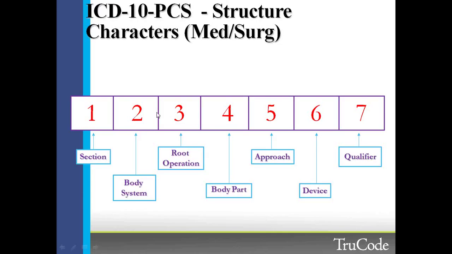So basically, every code is going to have 7 characters, and you can see here on this slide that each character means something different. So as we're making the transition over to ICD-10, we have to know what those are, we have to know how to get that information, and there's a lot of definitions that we have to know.